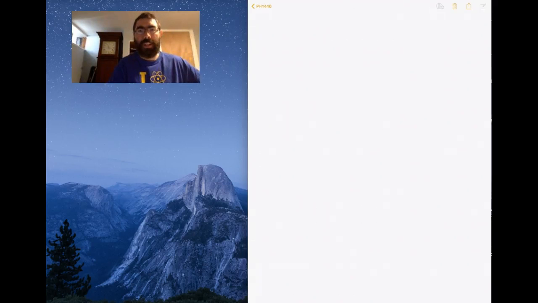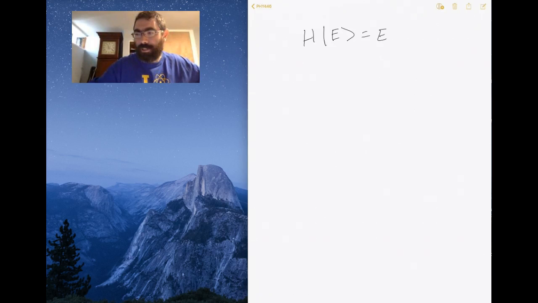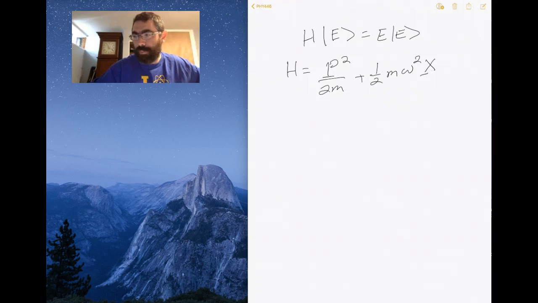So where we left off in class was that we were talking about the harmonic oscillator in the energy basis, where basically we can write our Hamiltonian operator as the usual momentum squared operator over 2m plus 1/2 the mass, the frequency squared, times the position operator squared.